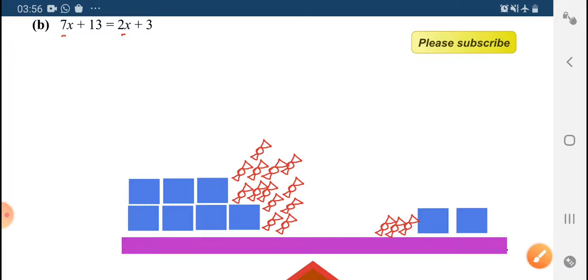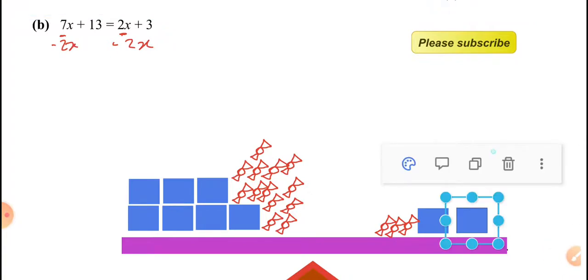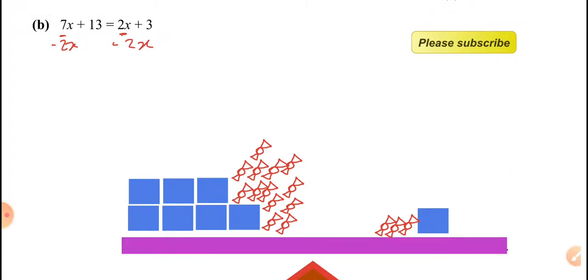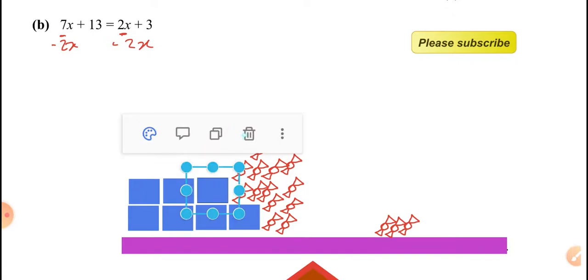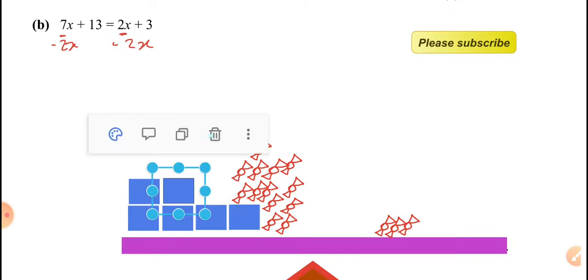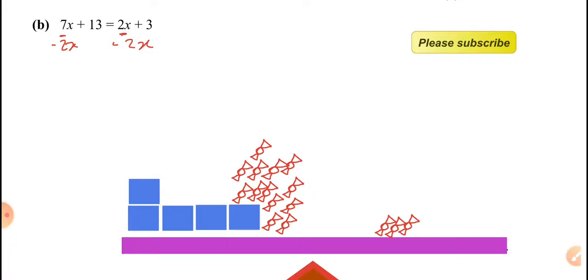So what's the best thing to do? Well, since I can see I've got 2 lots of unknowns on the right, and I've got 7 lots of unknowns on the left, I've got more x's on the left, I've got more blue boxes on the left. So why don't I get rid of the 2x on the right? So we take away 2x on the right. So on our diagram we have to remove 2 of the x's on the right. Now it's not balanced anymore until we remove 2 of the x's from the left. Now it's balanced.